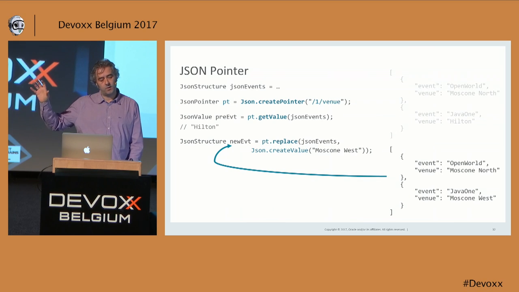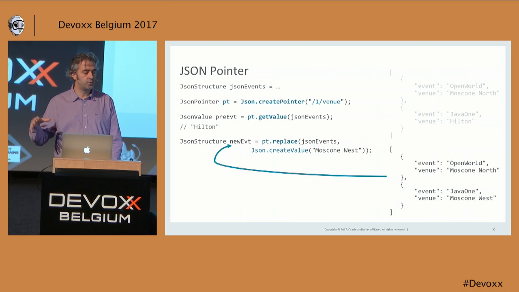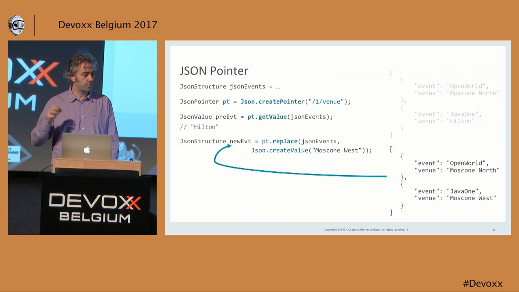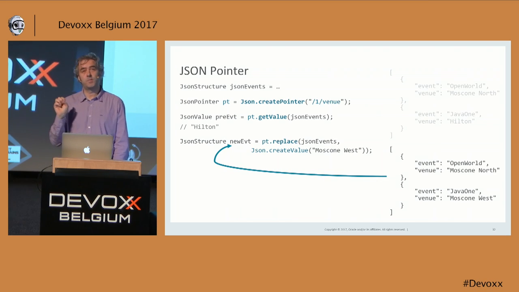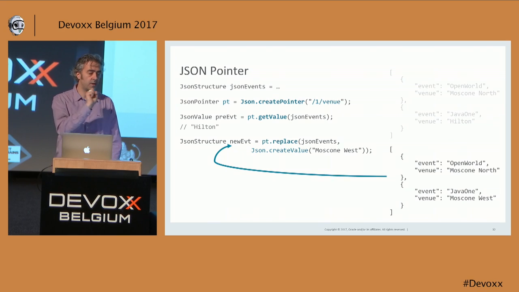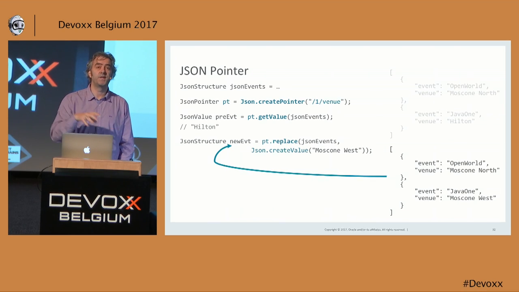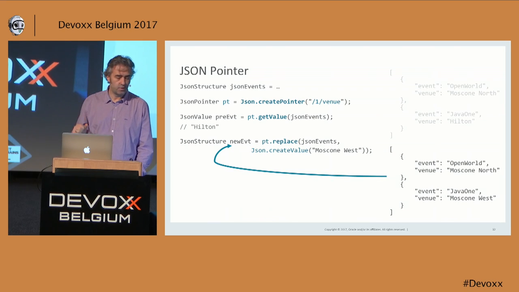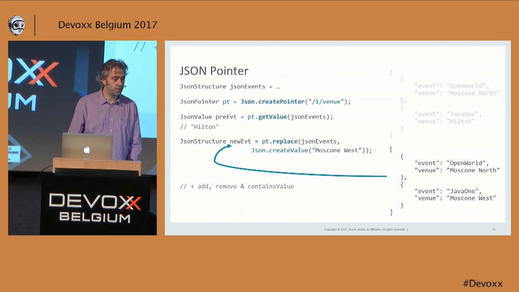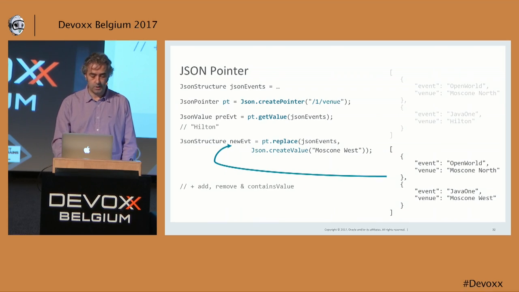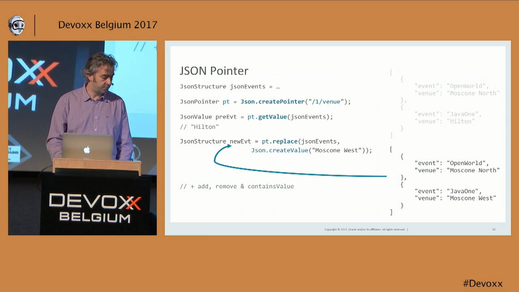What you have on the right side at the bottom would be the new document when we perform that operation. Something which is important to mention, the JSON P API is an immutable API. So that's why when I'm doing a replace operation, I get a new object. We're not changing the original object. And then we have a few additional operations that we can use, like add, remove, and contains value to test if we have a specific key value.